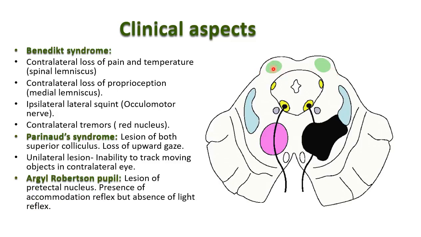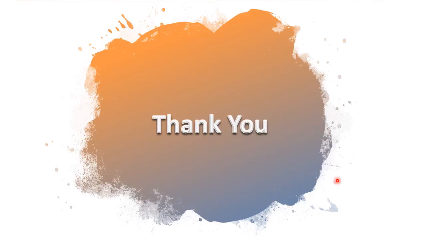Argyll Robertson pupil is a lesion of the pretectal nucleus. So you have the accommodation reflex, but the pupil does not react. The pupillary light reflex is lost. So it accommodates but does not react. Argyll Robertson pupil is also called accommodation reaction present. So that is about the pons and the midbrain, and thank you very much for your patient listening.